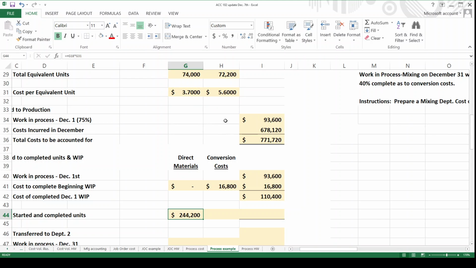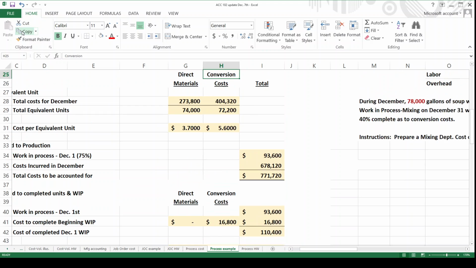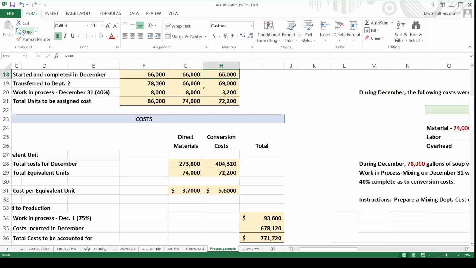We do the same thing over here for the conversion costs. I'm just going to copy the formula. I get 369,600. How did I get that number? Take 66,000 times $5.60, and you get 369,600. That's what you get.